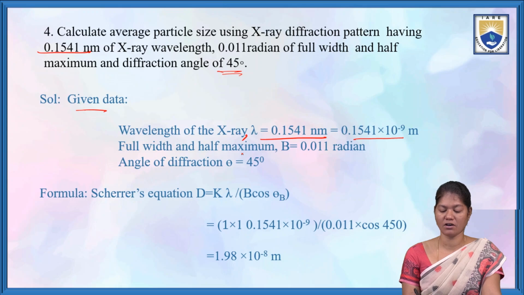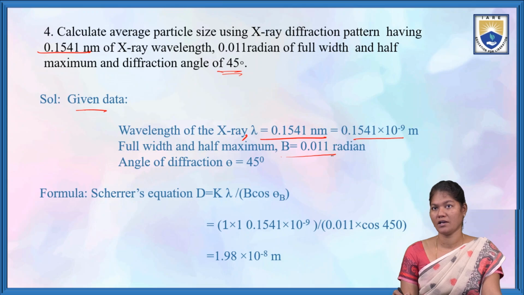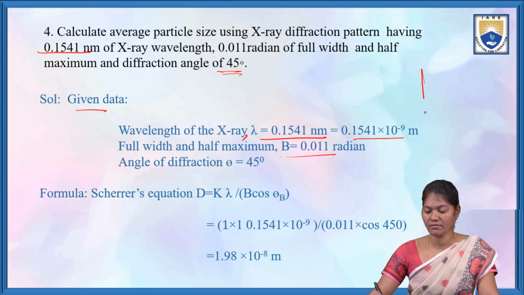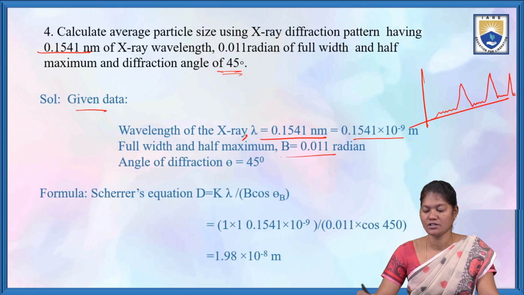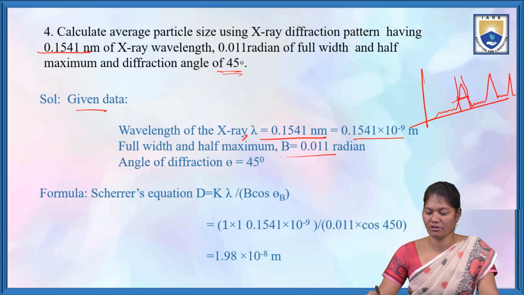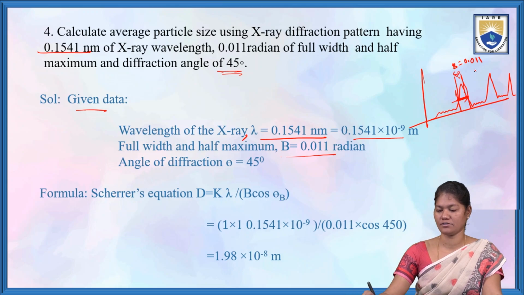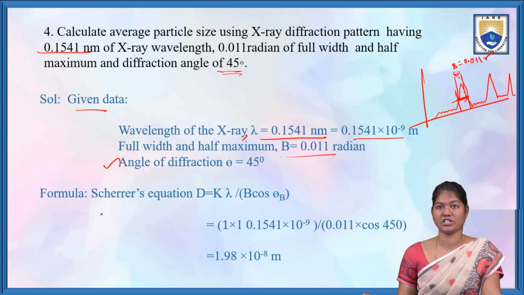The full width at half maximum B is equal to 0.015 radians. For crystalline solids, we get peaks like this, and in this we get this full width at half maximum. So this B is equal to 0.015 radians, and the angle of diffraction theta is equal to 45 degrees.